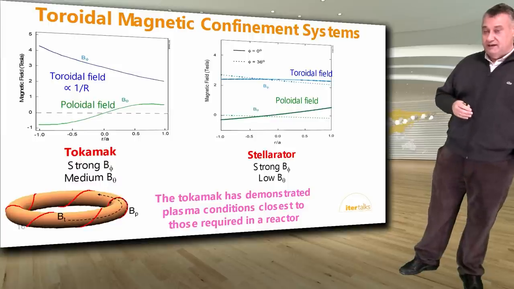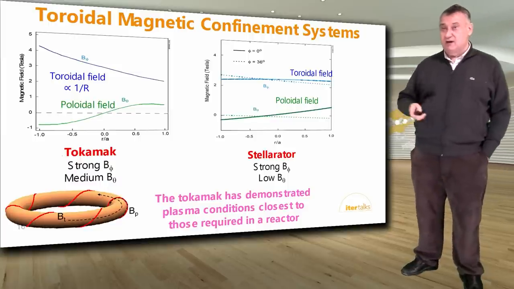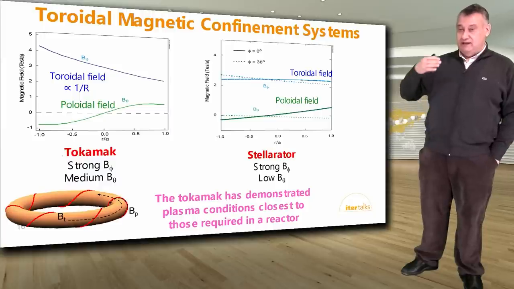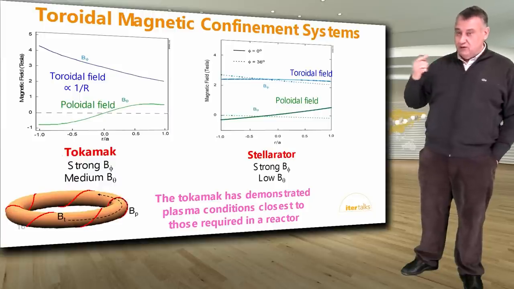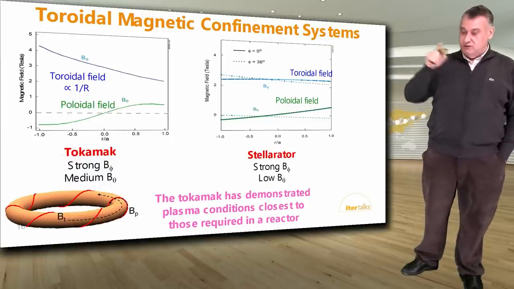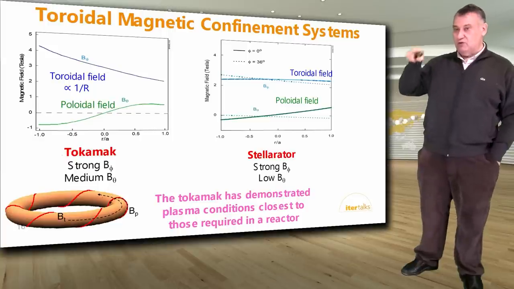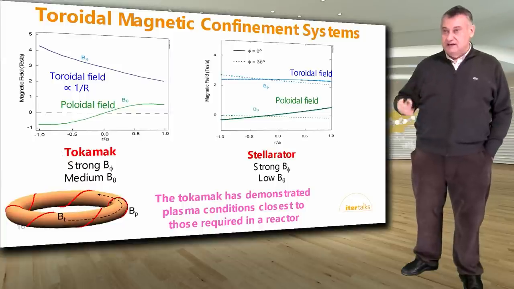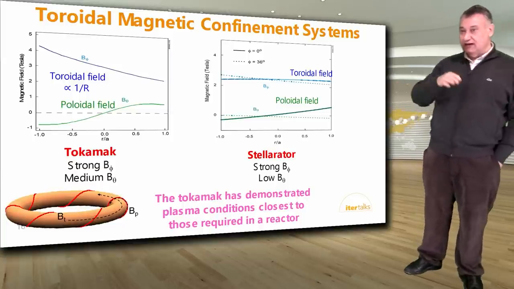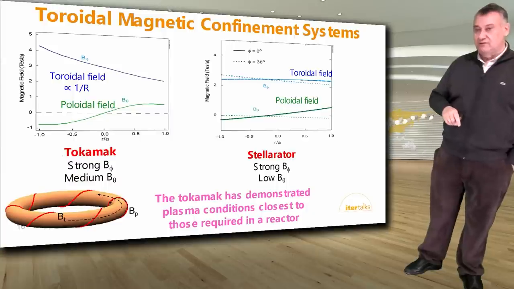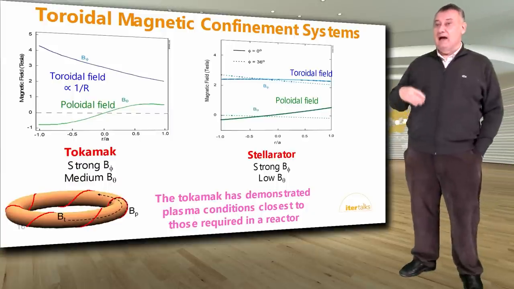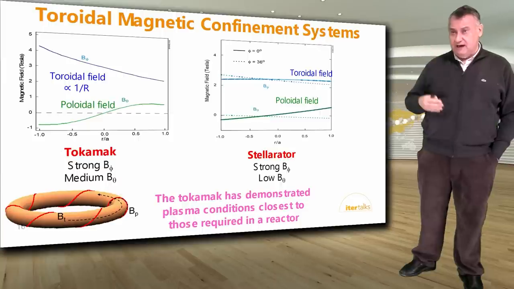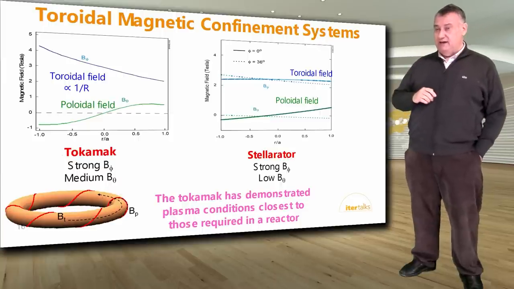One is the tokamak, the other is the stellarator, and what is shown in this plot is the values of the magnetic field in the toroidal and poloidal components, so along the axis of the donut and across the small cross-section of the torus, in the tokamak and in the stellarator. We typically see that in both cases the toroidal field is much larger, but in tokamaks the poloidal field can be significantly higher than typically in a stellarator.